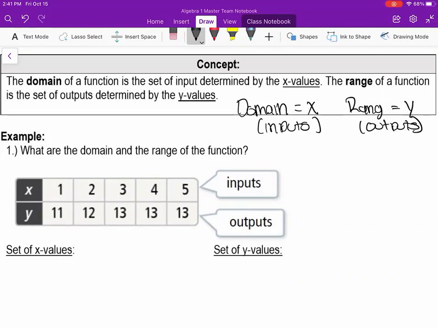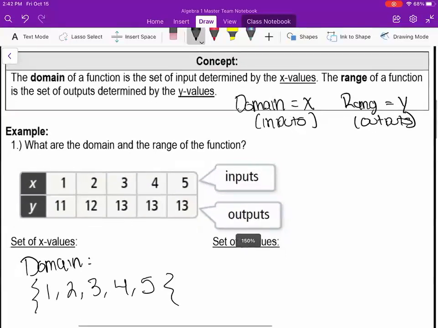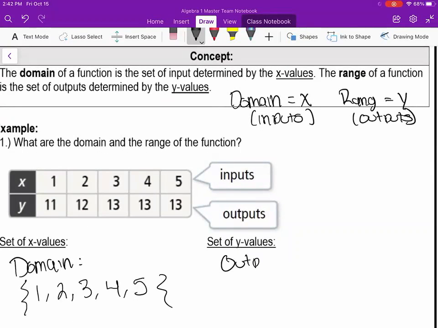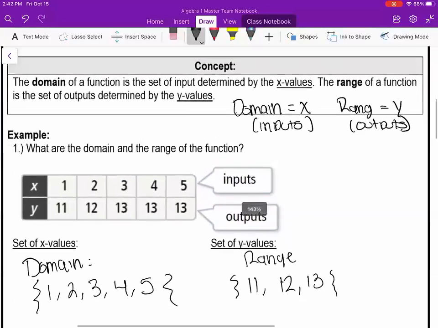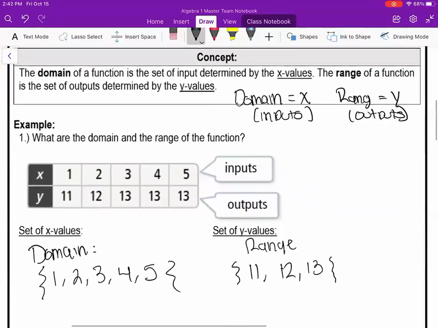So if I ask you for the domain, all you got to do is list the x values, which in this case is 1, 2, 3, 4, and 5, and that is our domain. When it comes to doing the output, all you got to do is list the output values, which in this case is 11, 12, and notice that 13 is written 3 times. In this case, we're only going to write it once. My bad, that should say range. So your range is 11, 12, and 13, and it's that easy. All you got to do is list the inputs and list the outputs.